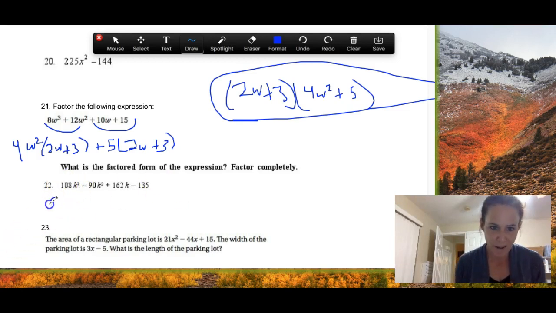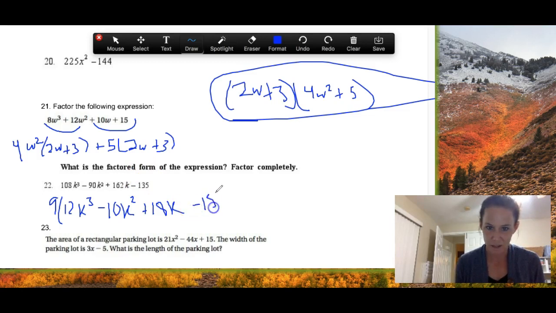So if I pull a 9 out of 108, 108 divides by 9 and leaves me with 12, 12k cubed. 90, if I pull out a 9, it leaves me with 10k squared. 162, if I divide by 9, it leaves me with 18, and that's k. 135, if I divide by 9, it leaves me with 15.